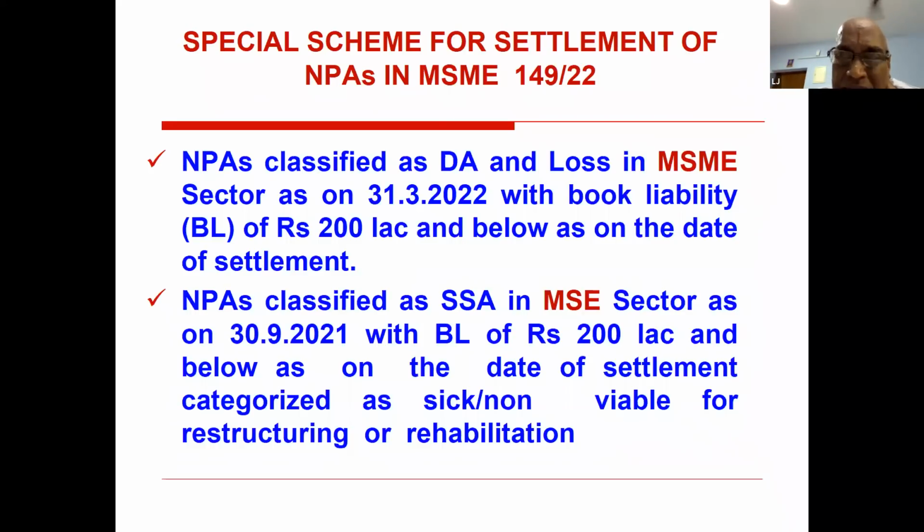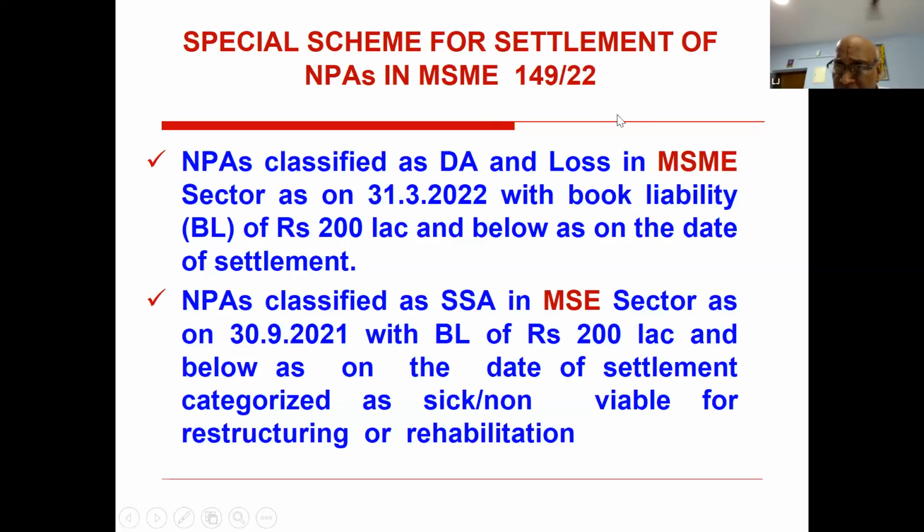MSME account, special scheme, OTS, what are all the conditions? This question they asked last time. It should have been DA or loss as on which date? As on 31/3/2022. What is the book liability? It should be either 200 lakhs or less than 200 lakhs. Then you can fit in the scheme. What is the scheme? We will see later.